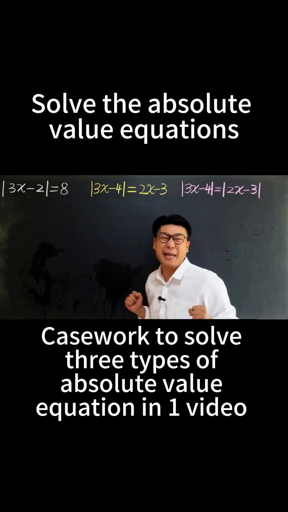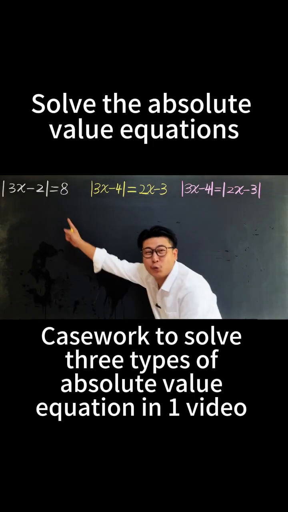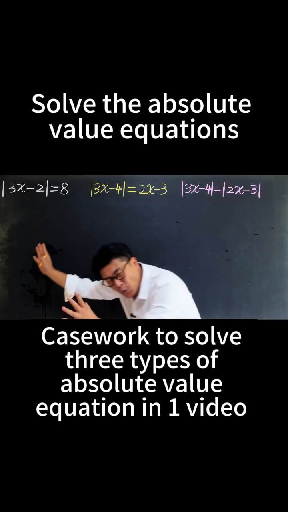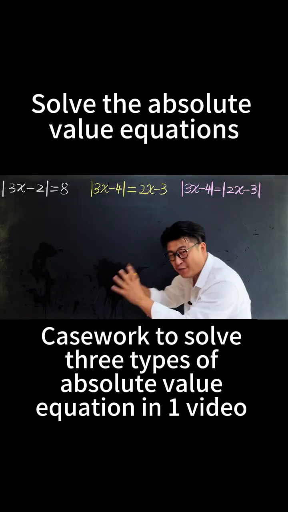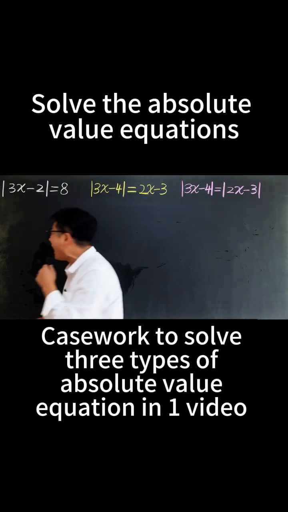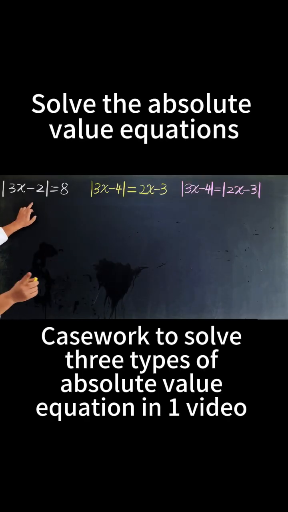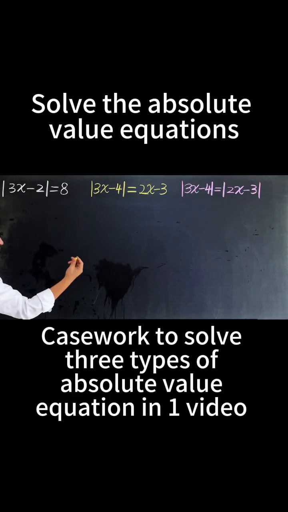There are only 3 types of absolute value equations in total. If you can fully understand these 3 types, you won't have to worry about any absolute value problems. Let's look at the first and simplest type. For example, the absolute value of 3x minus 2 equals 8. How do you solve this?